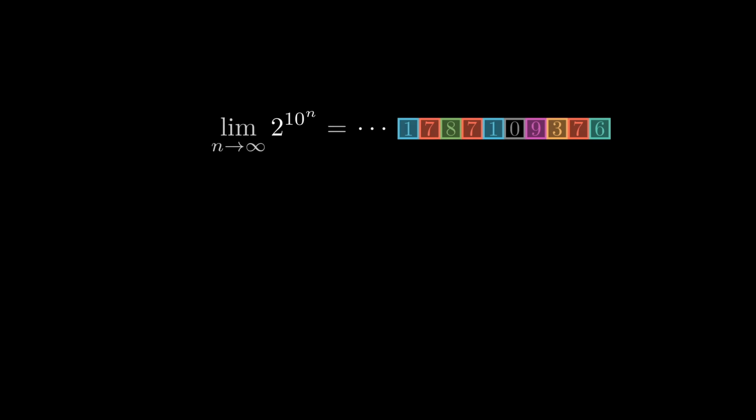Of course, they're not converging in the usual way. 2 to the 10 to the n doesn't converge to anything as n gets large. It diverges to infinity. So what on earth does this sequence of digits represent? Did we just discover the secret digits of infinity?